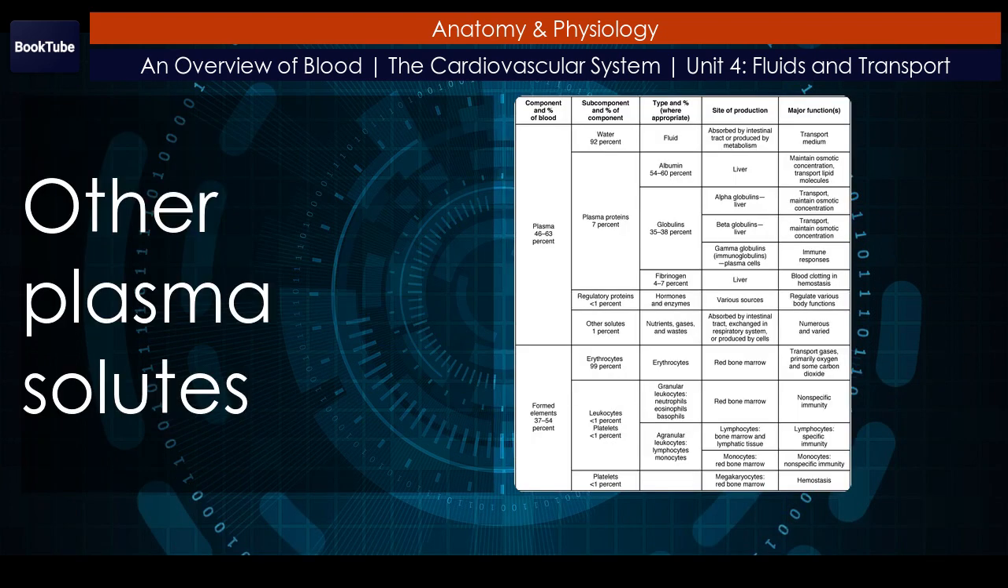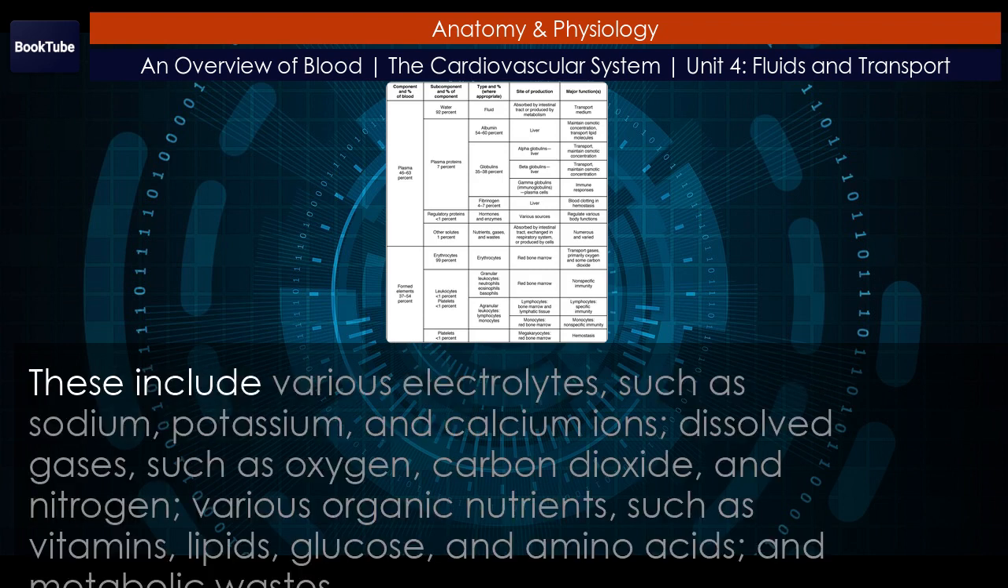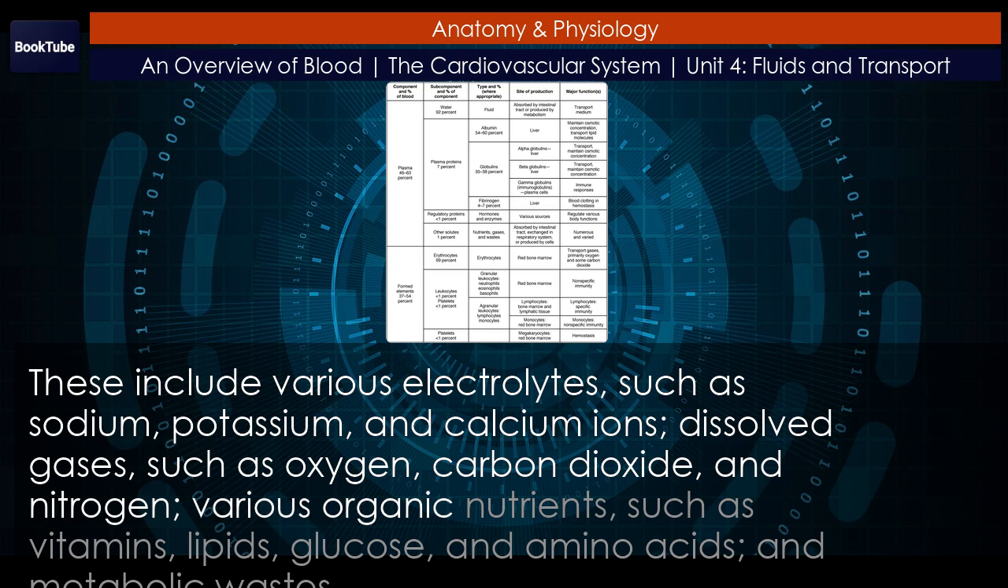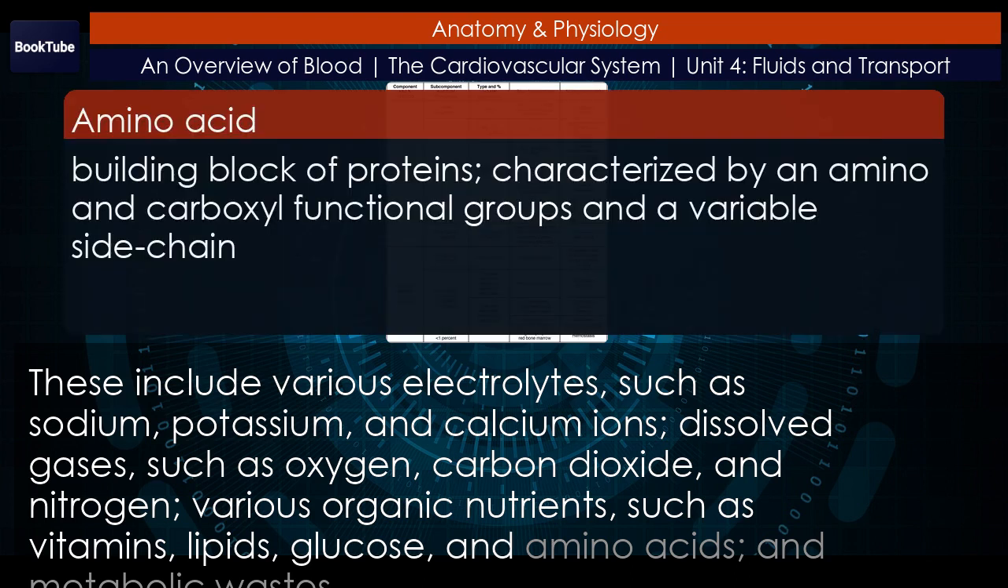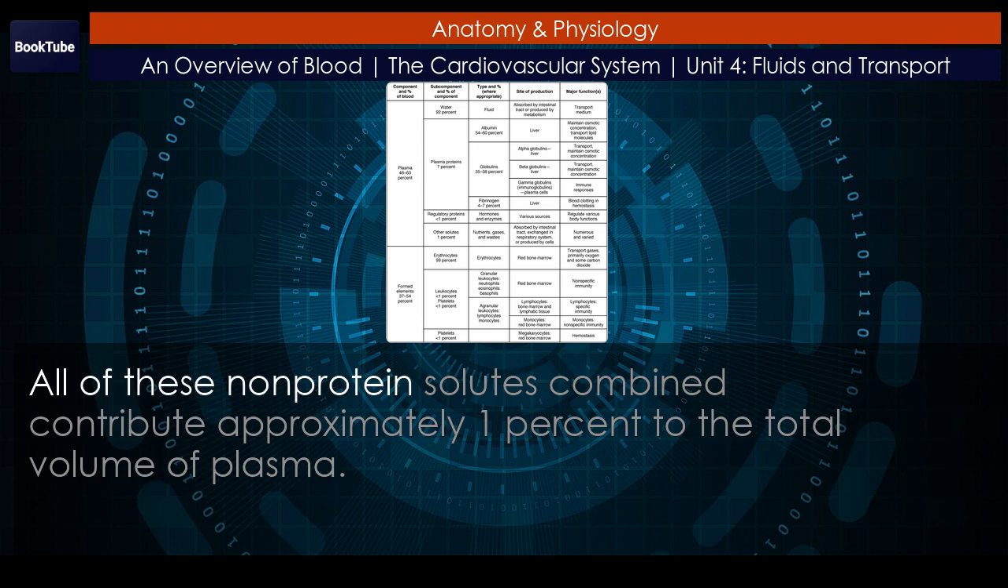Other plasma solutes. In addition to proteins, plasma contains a wide variety of other substances. These include various electrolytes, such as sodium, potassium, and calcium ions; dissolved gases, such as oxygen, carbon dioxide, and nitrogen; various organic nutrients, such as vitamins, lipids, glucose, and amino acids; and metabolic wastes. All of these non-protein solutes combined contribute approximately 1% to the total volume of plasma.